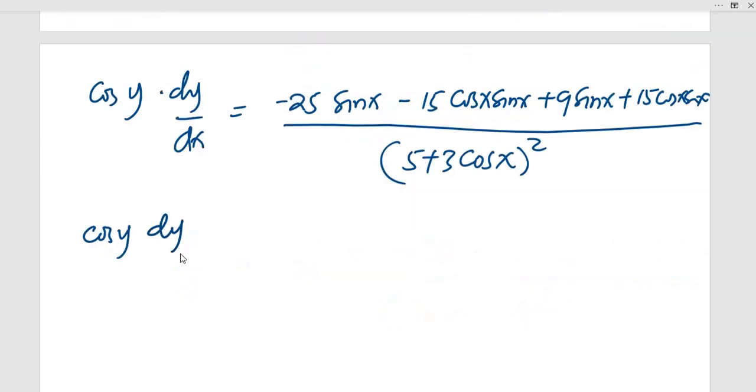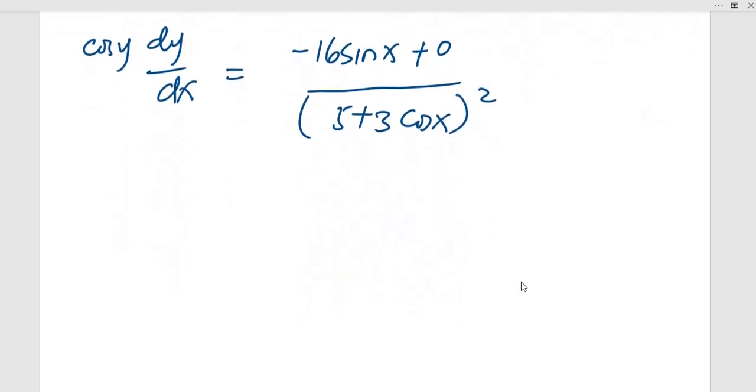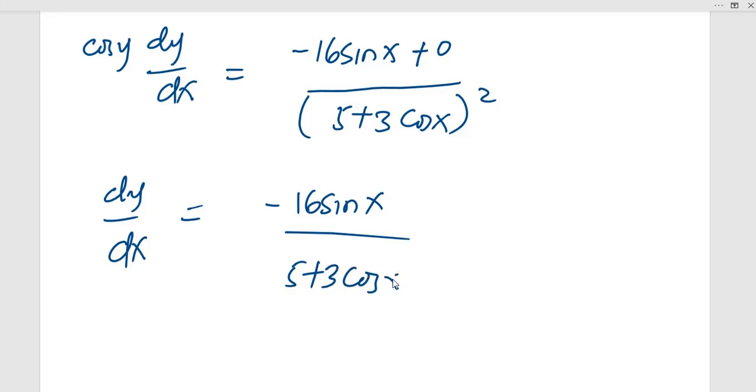So cos y times dy/dx will equal, I carry out my algebra here, so add this and that, this will be negative 16 sine x, plus this and that will go, plus 0, everything divided by (5 plus 3 cos x) all squared. We proceed. We need dy/dx. So I make dy/dx the subject so that it becomes negative 16 sine x divided by (5 plus 3 cos x) all squared, times 1 over cos y.